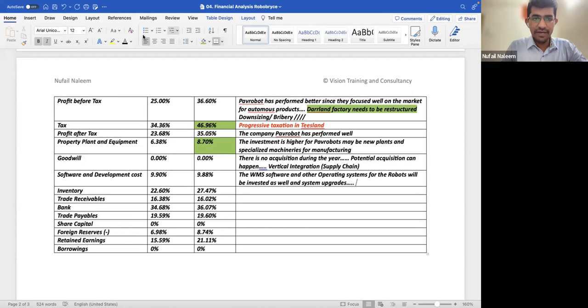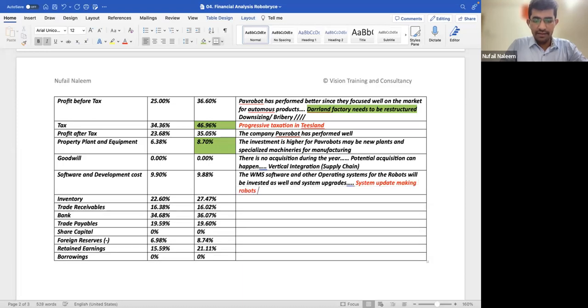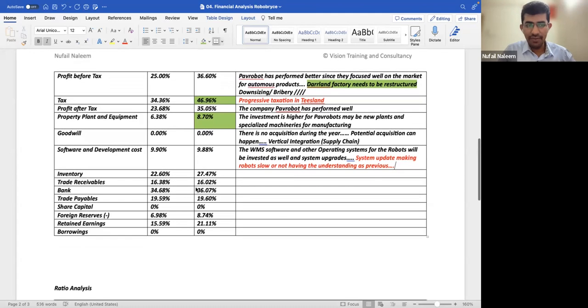So I'll write down here one question that can come in the exam. A system update making robots slow or not having the understanding as previous. That can happen, students. Do you get that point of view, students? It can effectively happen. I believe everyone is clear with that point.